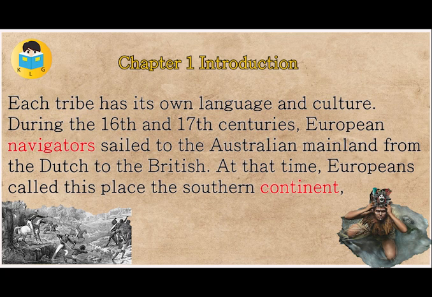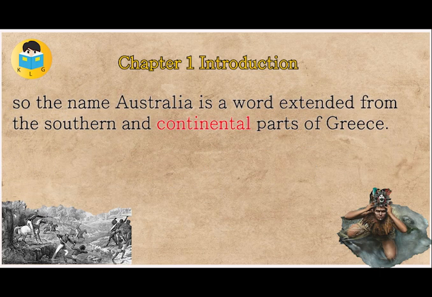During the 16th and 17th centuries, European navigators sailed to the Australian mainland, from the Dutch to the British. At that time, Europeans called this place the southern continent, so the name Australia is a word extended from the southern and continental parts of Greece.